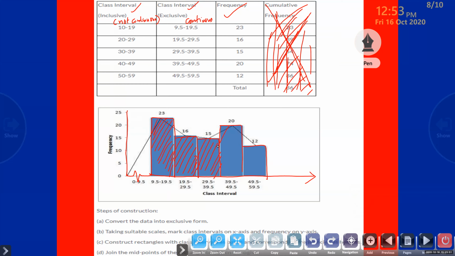What I have shaded, only that you draw for histogram. No need of that line on the top of it. And give a jagged line on the x-axis. Only that much. I have shaded with red color. Only that you draw.